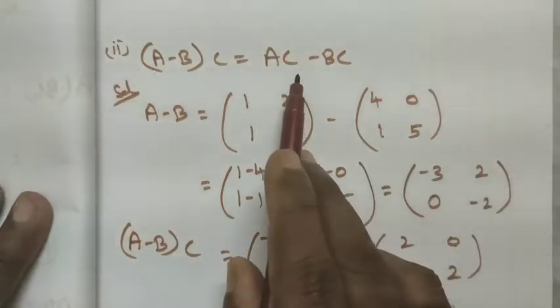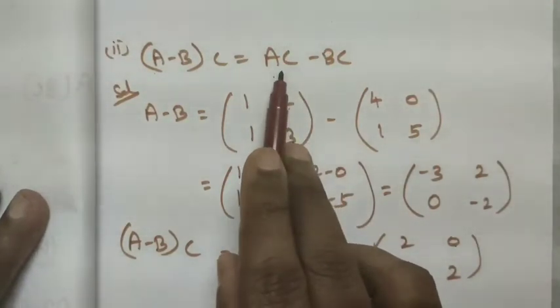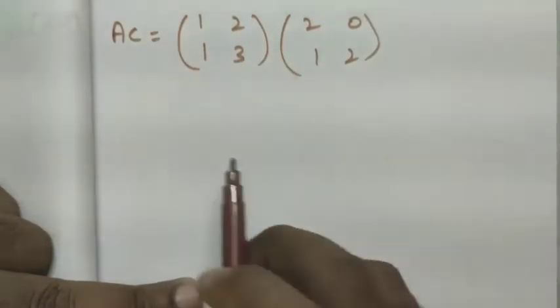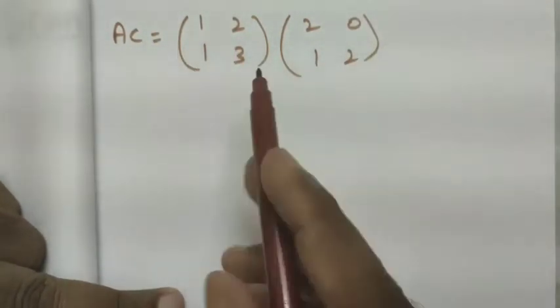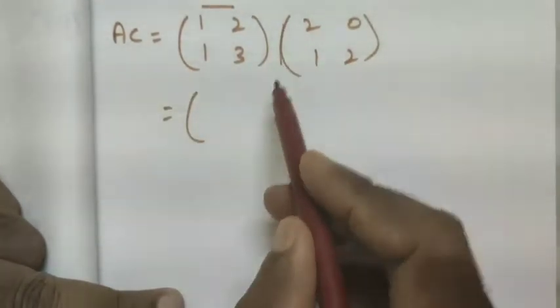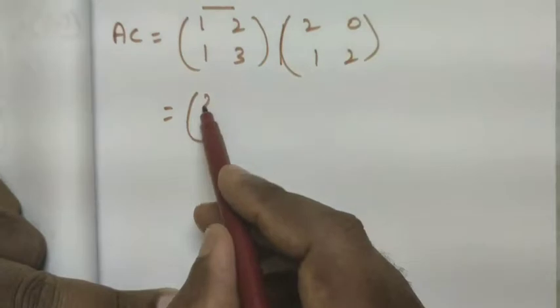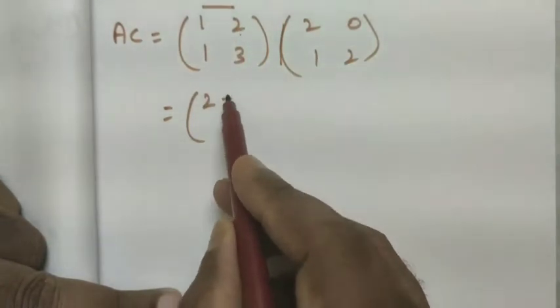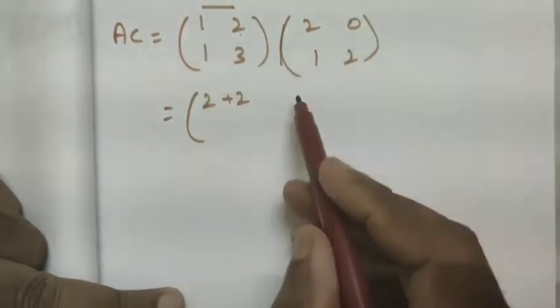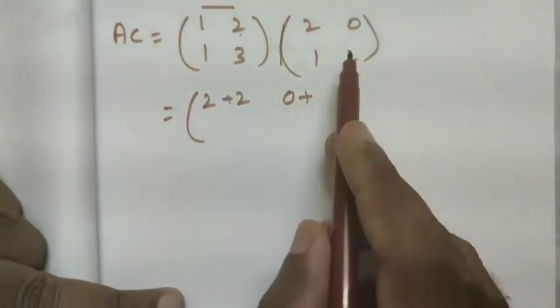In RHS we have to find out AC minus BC. First we can find the AC. This is the matrix of AC. We want to multiply this. The first row with first column. We multiply step by step. 1 into 2 is 2. 2 into 1 is 2. First row, second column. 1 into 0 is 0. Plus 2 2s are 4.